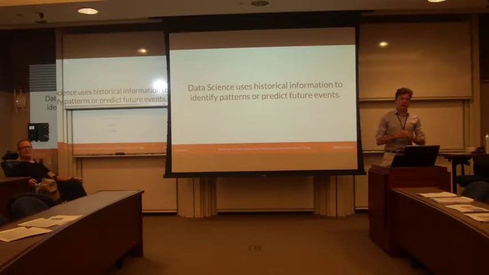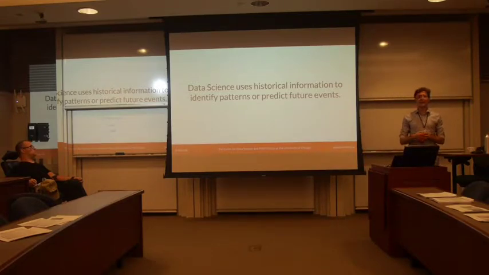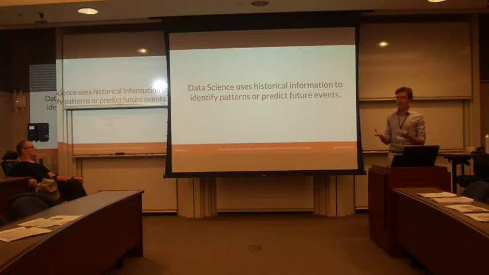All right. So data science uses historic information to identify patterns or predict future events. A very vanilla definition of the issue. So at the core of data science, there's really just a bunch of algorithms that are good at generalizing from historic examples to future problems.